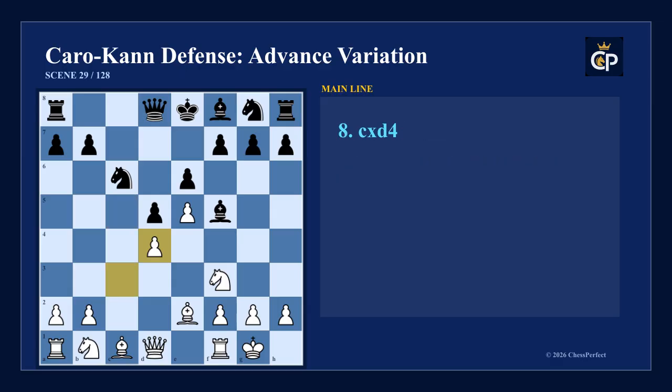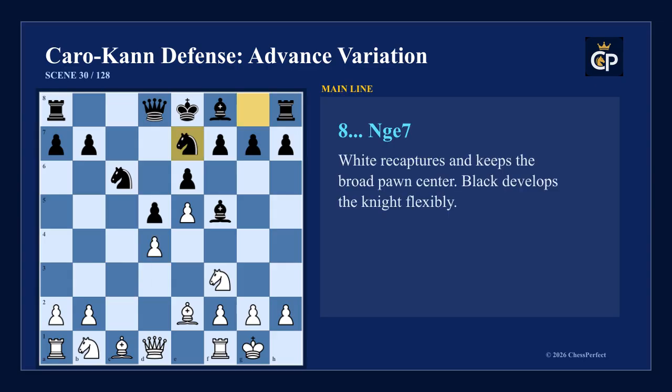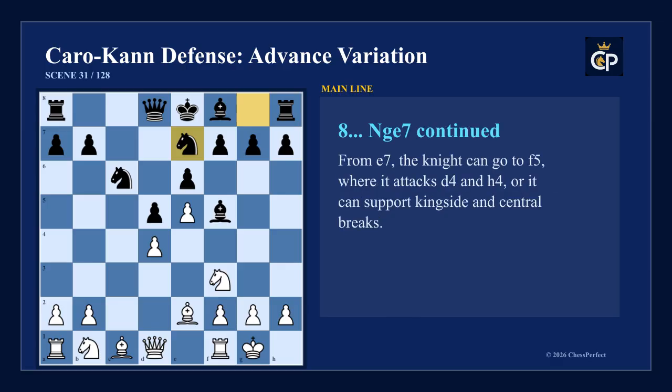cxd4. Knight g8 to e7. White recaptures and keeps the broad pawn center. Black develops the knight flexibly. From e7, the knight can go to f5, where it attacks d4 and h4, or it can support kingside and central breaks.